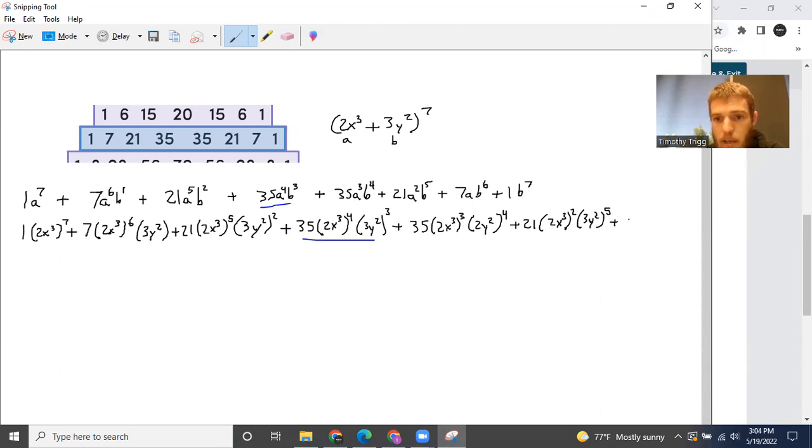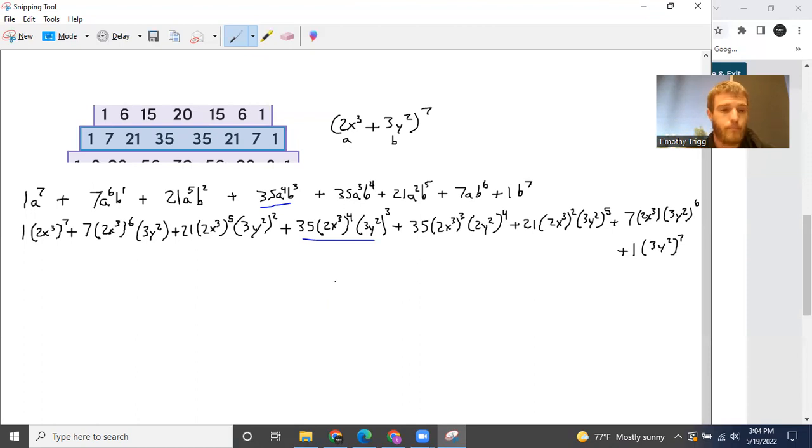plus, oh no, I'm running out of space, 7, 2x to the 3rd times 3y squared to the 6th. I'm running out of space. Plus 1 b to the 7th. So 3y squared to the 7th. Okay, I know that was a lot, but believe me, it would have been much worse without Pascal's triangle.